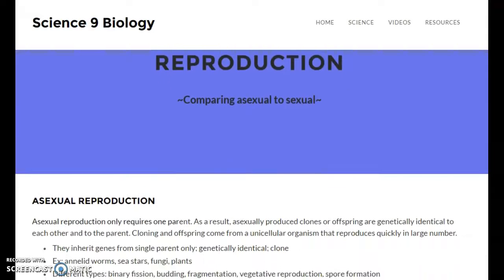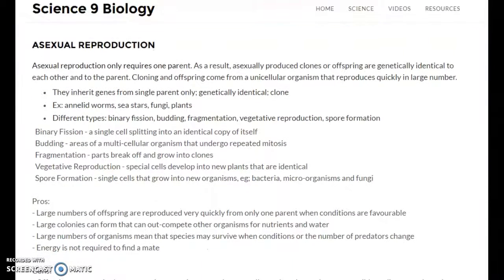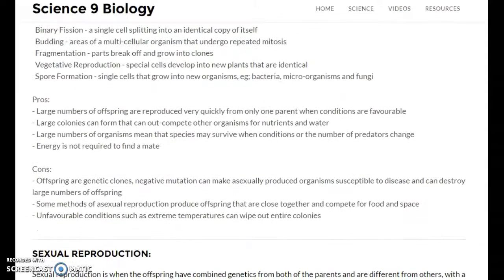Reproduction, comparing asexual to sexual. So in asexual reproduction, it explains what that is and the 5 different types of it, and how it involves only one parent, making the offspring genetically identical to the parent. There is a list of pros and cons.